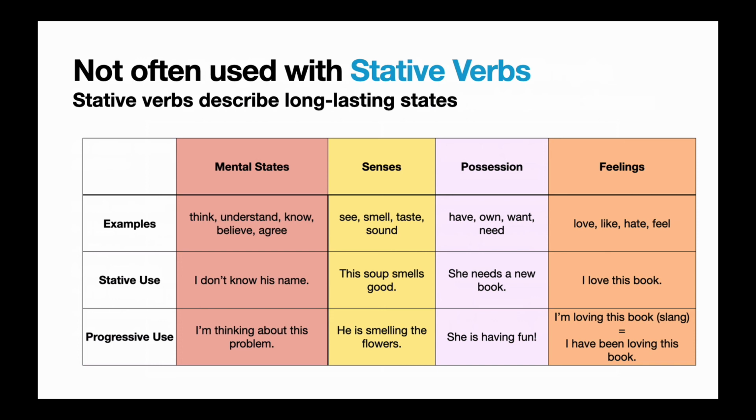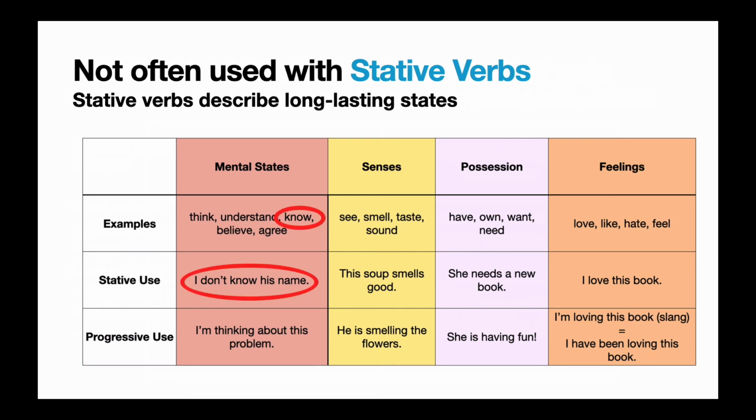Okay, so one thing to know about the present progressive tense is it's not often used with stative verbs. Stative verbs are verbs that describe long-lasting states, and here are some examples. Mental states, like think, understand, know, senses, see, smell, taste, sound, possession, like I have, own, want, or feelings, love, like, hate, and feel.